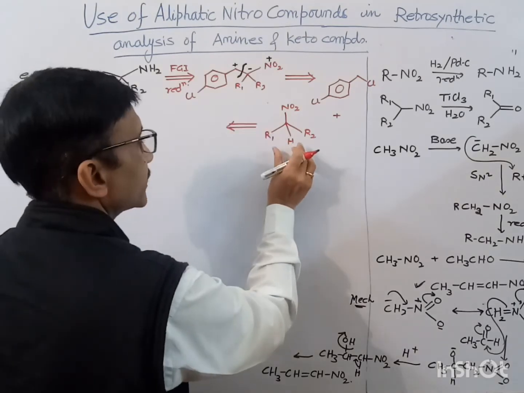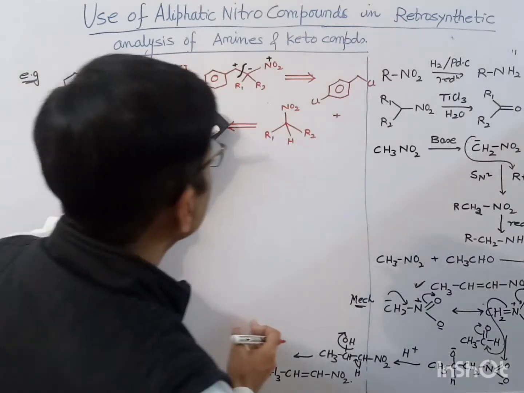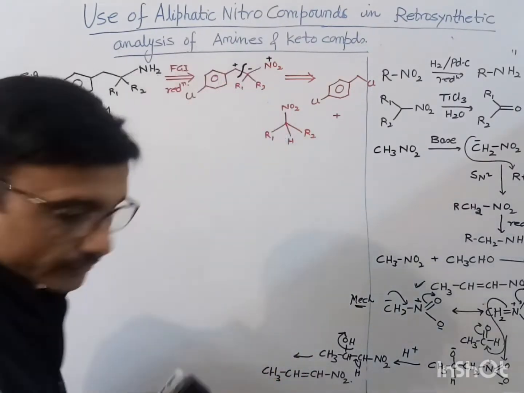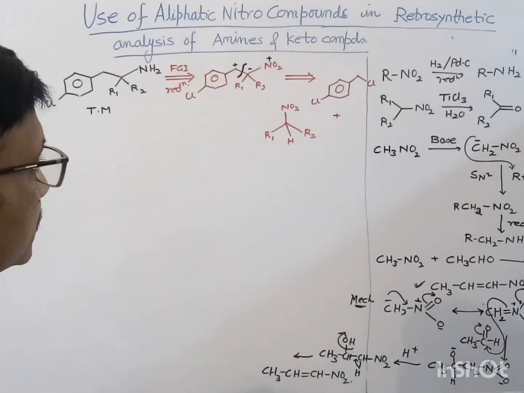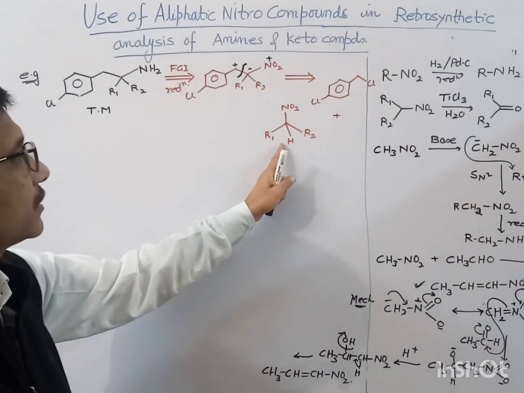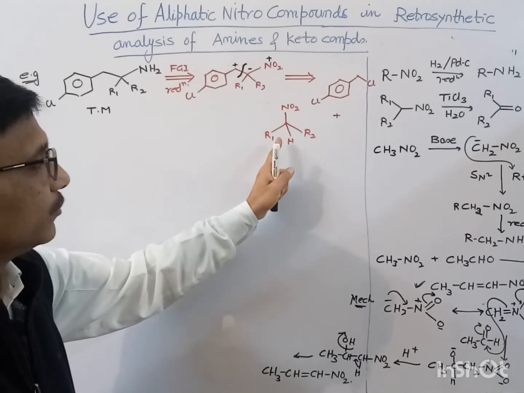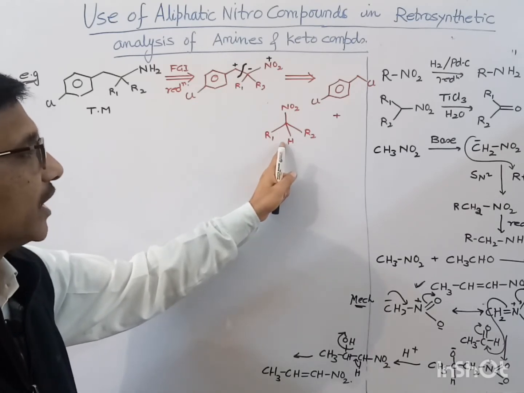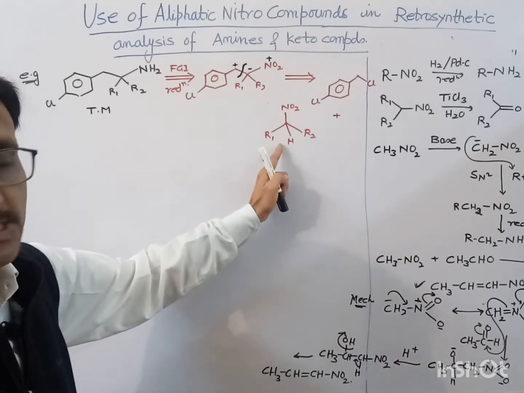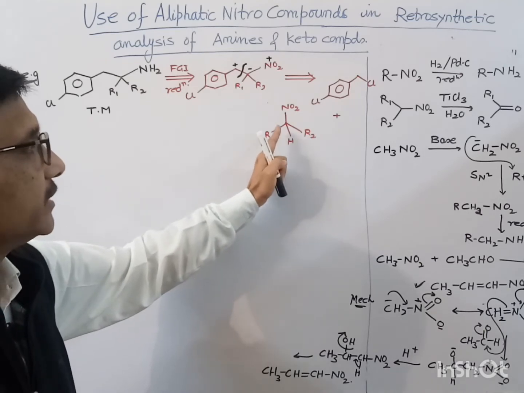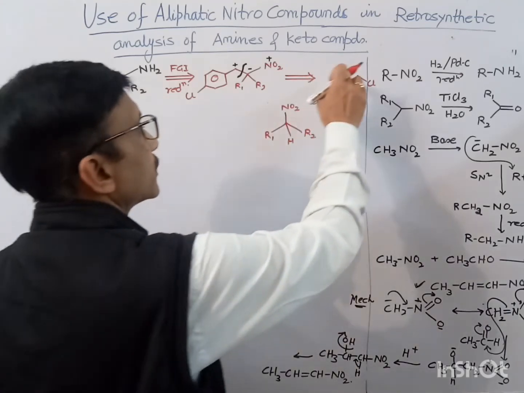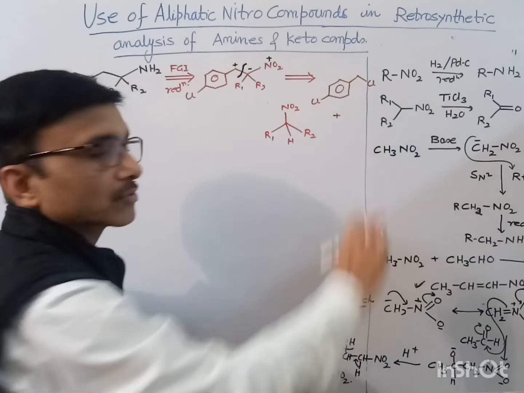So this is reactant 1 and this is the other. We can write the synthesis directly from here. So one of the H is present over here, and removing this H with the help of base generates a nucleophile, and this nucleophile can attack this carbon and the chlorine will leave.